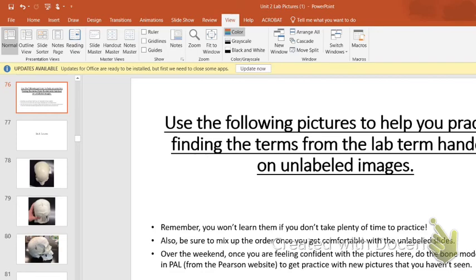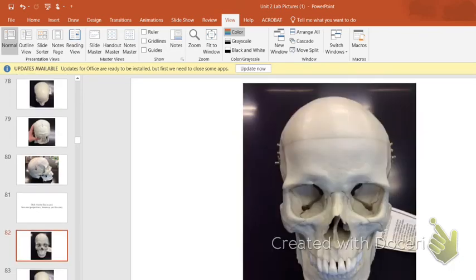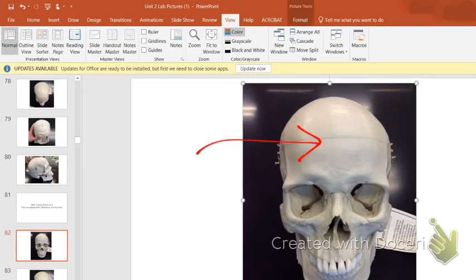So if I go to a picture that's got a skull, I can clearly see frontal bone here. So I can start adding my labels to this image. That's the thought. I wanted to keep it fairly simple and straightforward. I know there's a lot to learn, but if you use the Unit Lab Terms handout, you're really going to help yourself narrow down what you need to focus on for that midterm exam.